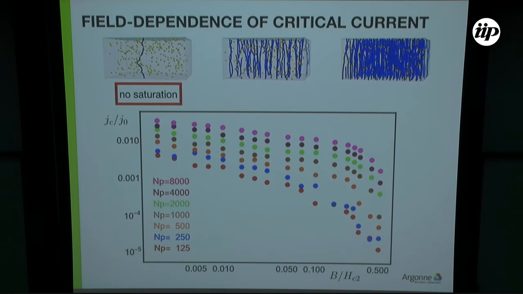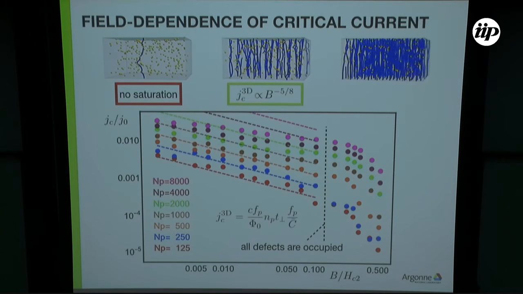And actually, we can associate this transition from one regime to the other by the field at which all defects get occupied. And this is exactly the transition which we expect when we go from 3D strong pinning theory to the high field regime, where actually all defects get occupied. Now let's focus on the 3D regime and just plot the theoretical predictions. We see that for the lowest densities, we have a very nice agreement with the theoretical expectation, but quite rapidly we see that at higher densities, the theoretical prediction deviates from the simulations.